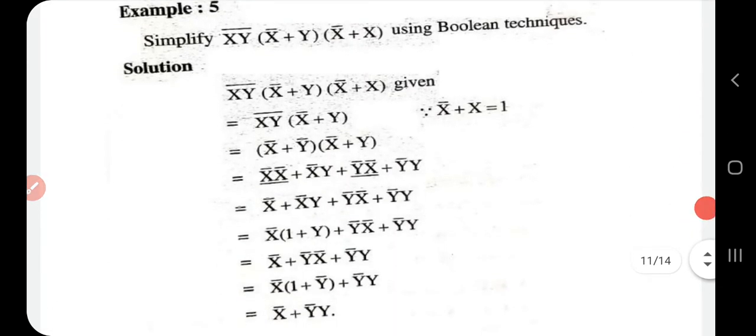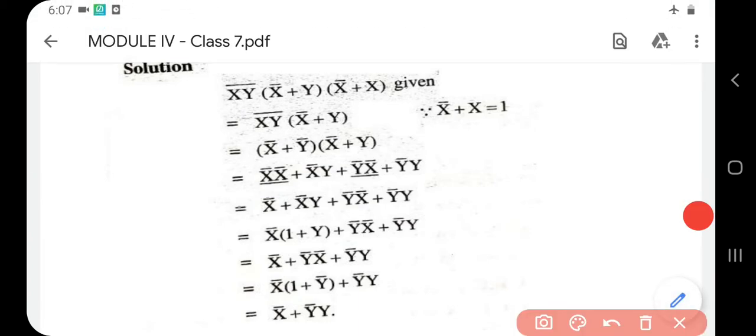Now, this one. Here also the question is given as such. X bar, Y bar is taken outside, and within brackets you have X bar plus Y. And here what you do is you are expanding X bar plus Y into X plus Y. You are writing that as X bar plus Y bar into X bar plus Y.